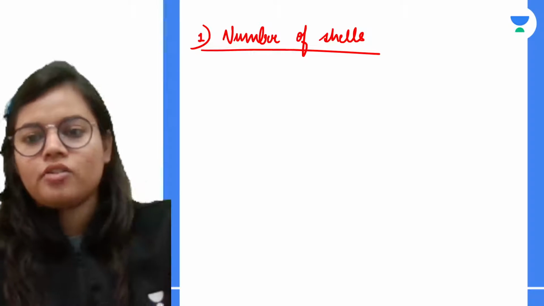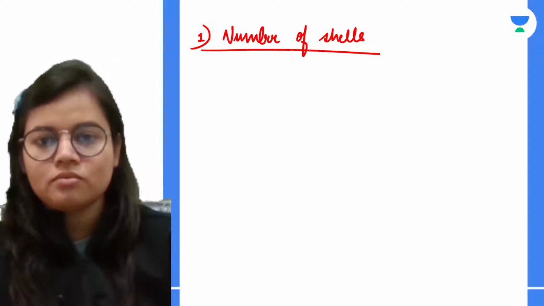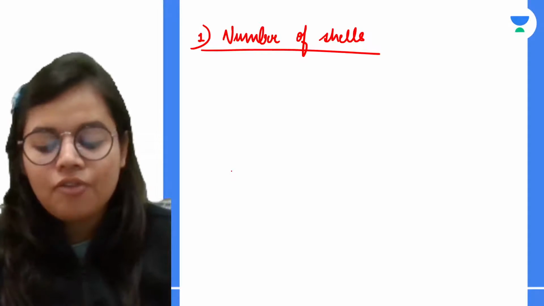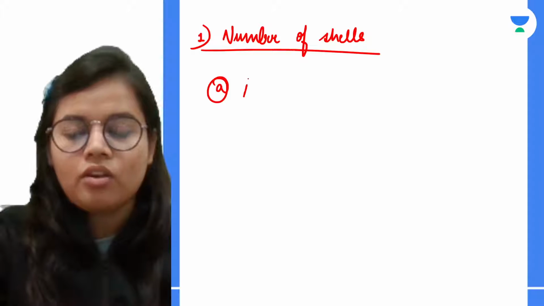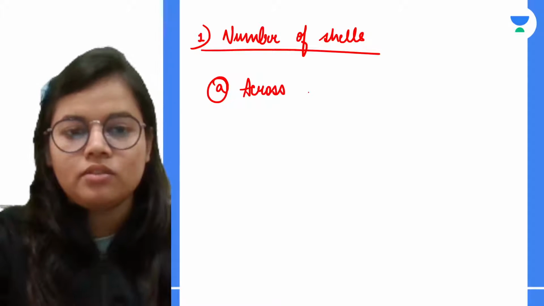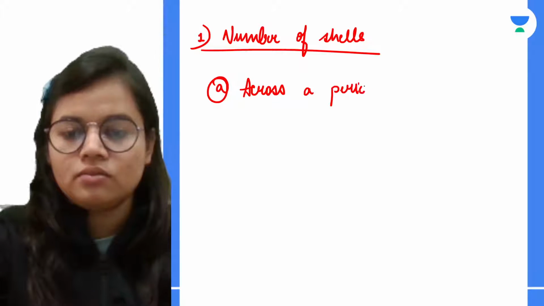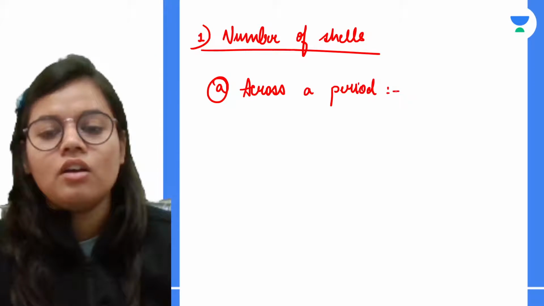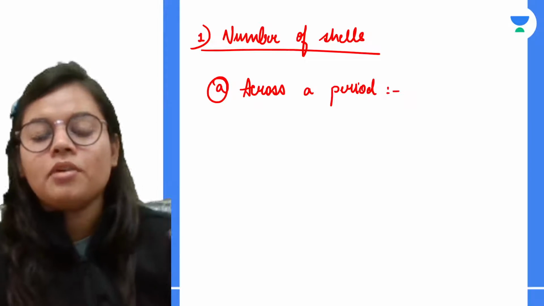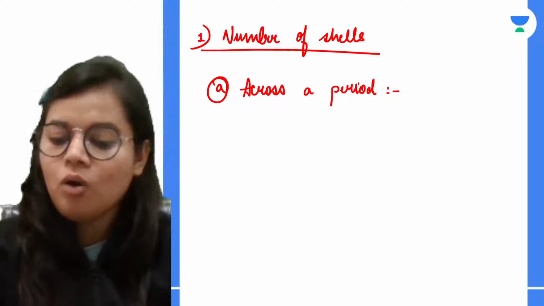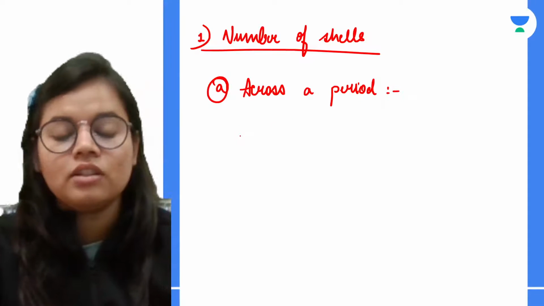What is a shell? The electrons are contained in the shells. If I talk about across a period, what you will be seeing is that the number of shells remains the same. How? Let us understand that.